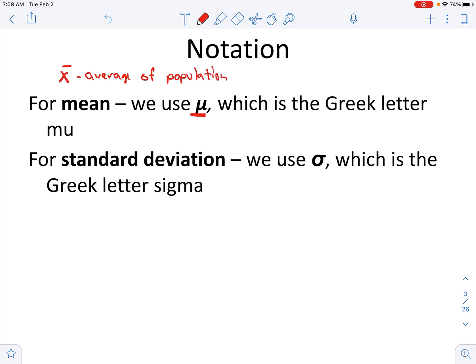You'll see mu, you'll see sigma, you'll see sigma a lot. That's for standard deviation. We also use S for standard deviation. Again, this would be standard deviation of the population.